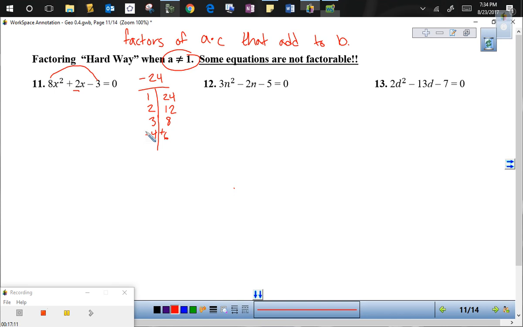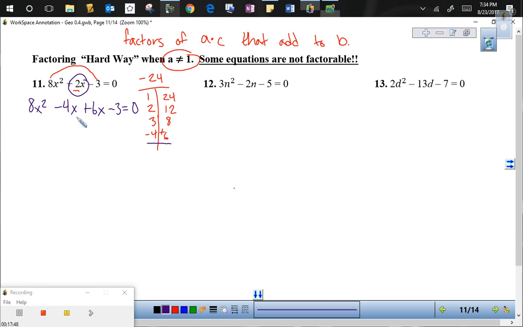Alright, here's another thing that's different. We can't start out with x and x like we did the last time. We're going to have to start out by rewriting the equation, 8x squared. But instead of writing this 2x, we're going to write it in terms of our factors. We're going to say minus 4x plus 6x, because 6 minus 4 is 2. It's the same thing, just expanded out. Then we're going to bring down the rest of the equation, minus 3 equals 0.